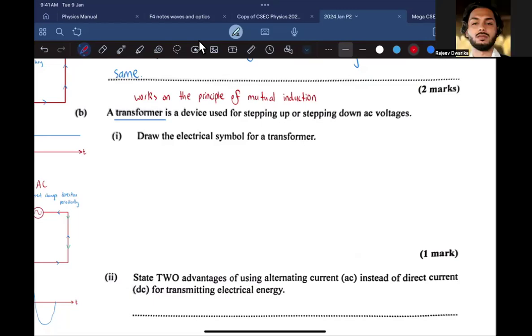So can we use direct current for a transformer? A transformer works on induction. So how does a transformer work? It works by inducing a current. And to induce a current, you need a change in magnetic field. So can we use direct current for a transformer? No, we can't.